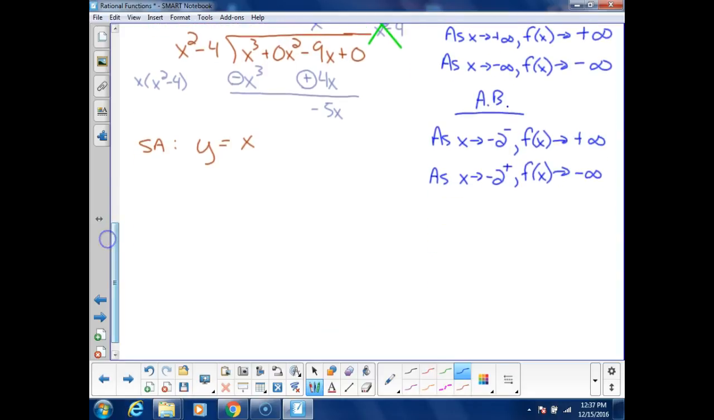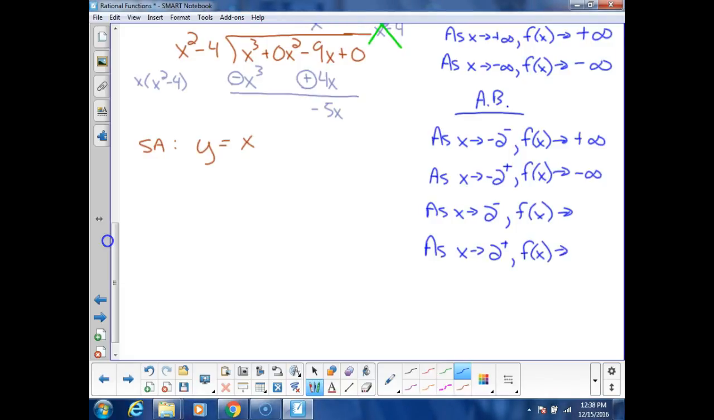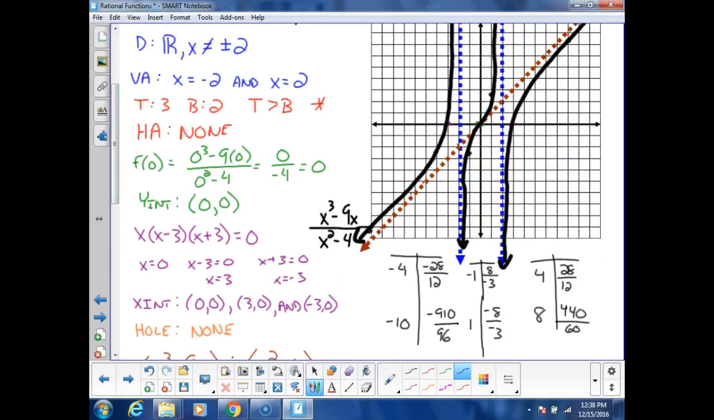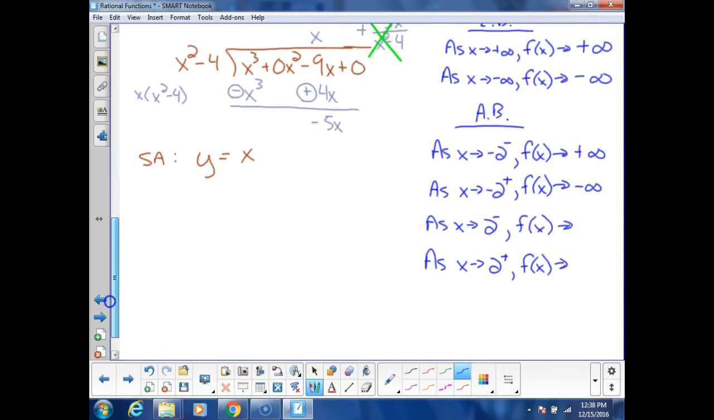Then I have as x is approaching positive 2 from the left, and as x is approaching positive 2 from the right. So I'm approaching 2 from the left. Where is it going? Positive infinity, and then approaching from the right? Negative infinity.